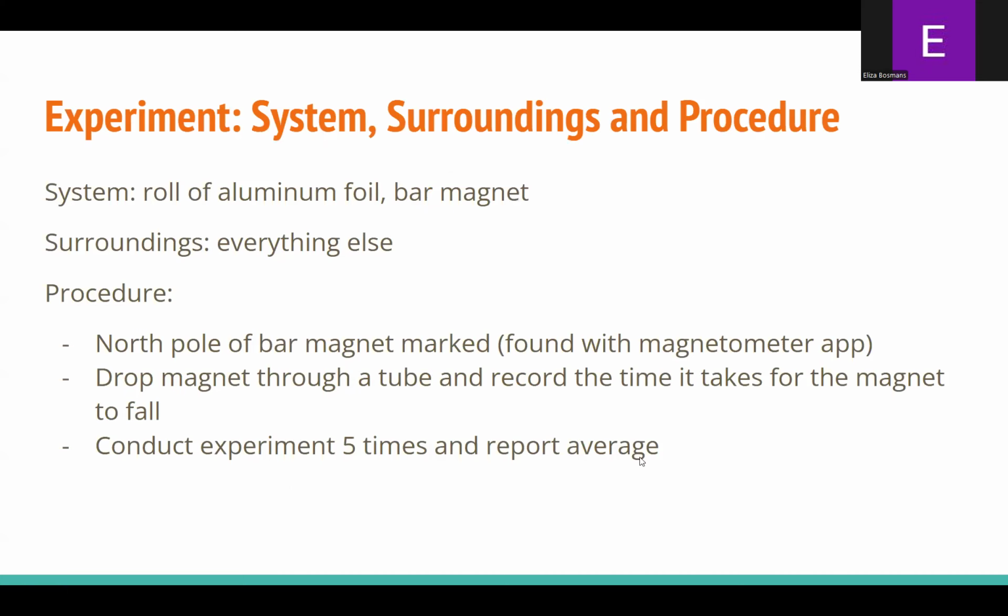We have the experiment: system, surroundings, and procedure. The system was the roll of aluminum foil and bar magnet. The surroundings was everything else. Procedure: the north pole of the bar magnet is marked, which is just found with a magnetometer app. Drop the magnet through the tube and record the time it takes to fall. This was the procedure that was given, but it doesn't matter which way the magnet falls, because either way it'll become polarized in a certain direction. Then you conduct the experiment 5 times and find an average time.